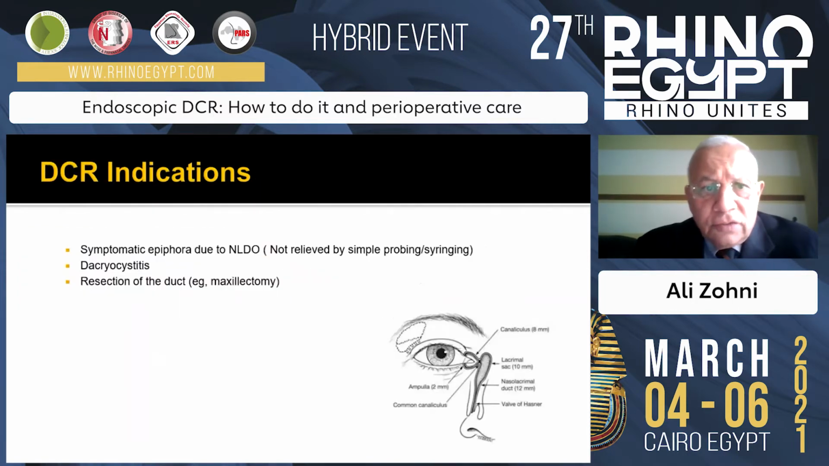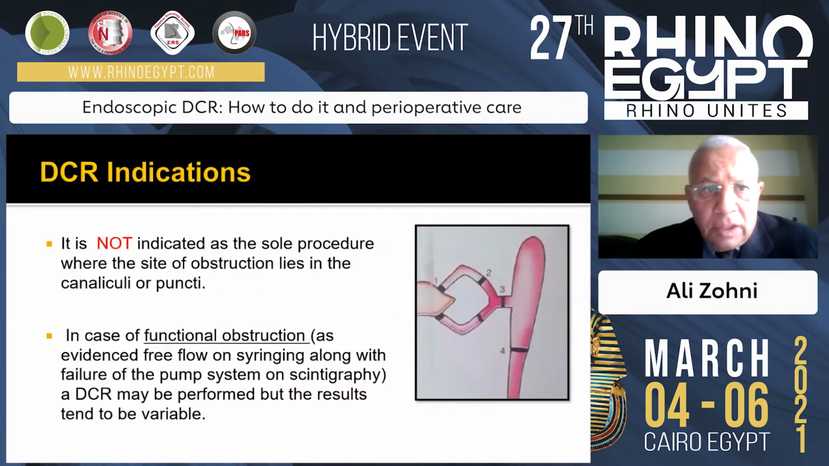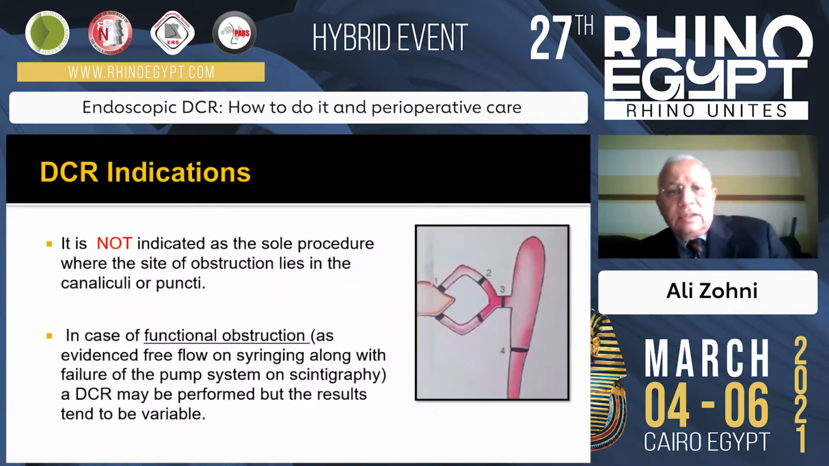The indication for DCR is when we have symptomatic epiphora due to nasolacrimal duct obstruction or due to dacryocystitis, or when we have to resect the duct as part of other surgical intervention. It is not solely indicated where the site of obstruction lies in the canaliculi or puncti.